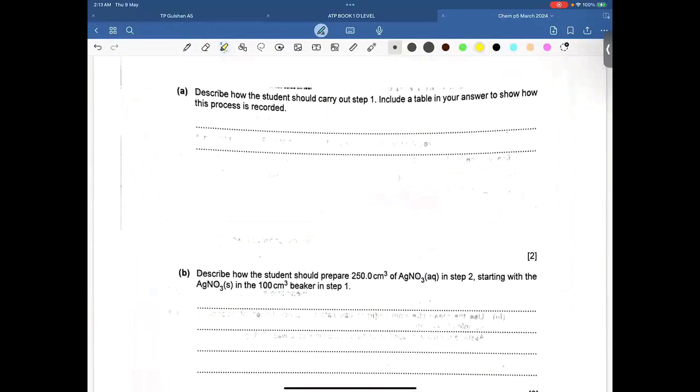Okay. Describe how the student should carry out step 1. Include a table in your answer to show how this process is recorded. First of all, we need to weigh the mass of the empty weighing boat. Then I need to transfer silver nitrate into the weighing boat until 10.6 gram has been recorded.